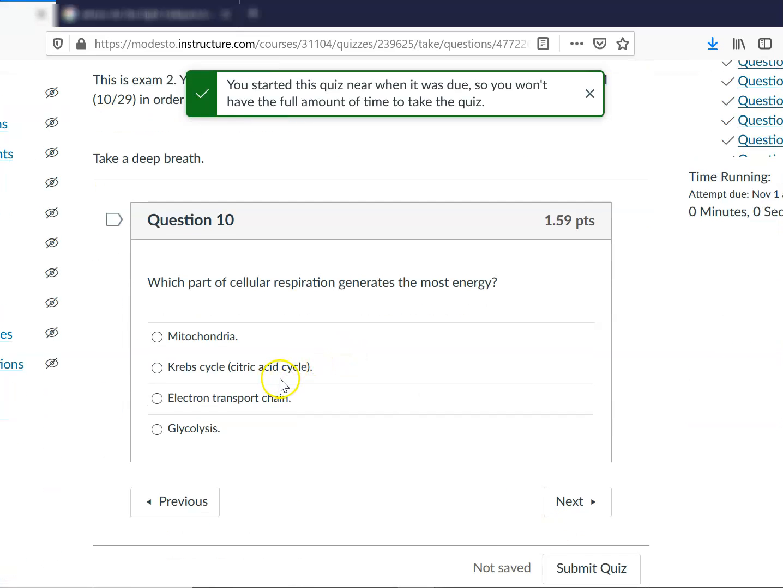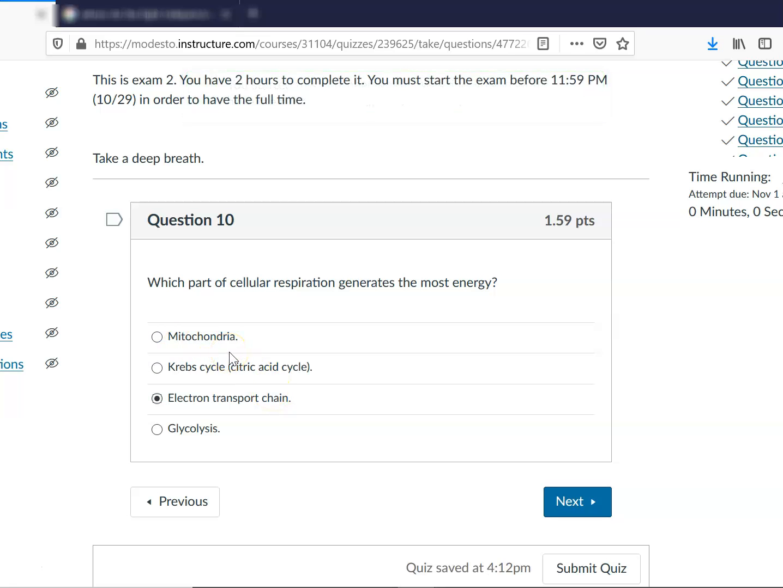Which part of cellular respiration generates the most energy? That would be the electron transport chain. Mitochondria is not in the cellular respiration. Krebs cycle gives you some, glycolysis gives you some, but the big payoff here is the ETC, the electron transport chain.